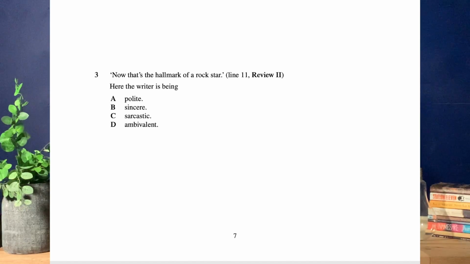And finally, there's the 3rd question that's asked about those readings, where it asks, now that's the hallmark of a rock star, which comes from line 11 in review 2. Here the writer is being, and we have to choose between polite, sincere, sarcastic, and ambivalent. And so, of course, this is testing our vocabulary to understand all of those terms and what they mean.